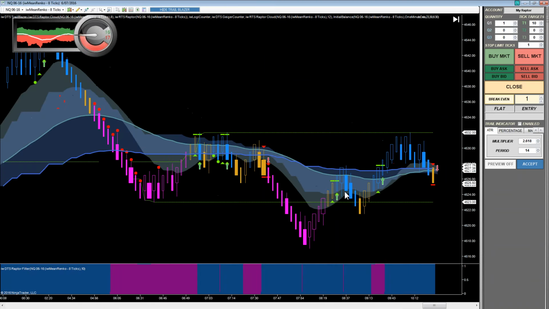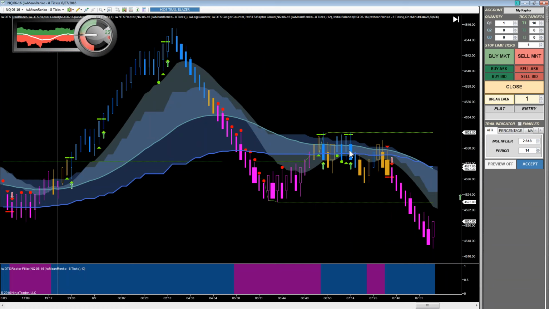Just like the Eagle, whenever the Raptor encounters the hard edge, we expect some sort of reaction. Most times when it goes into the hard edge, it will do what we call a double pullback. So there's pullback 1, there's move number 2. When it comes out of there and produces a signal, that tends to be a high probability signal as well.